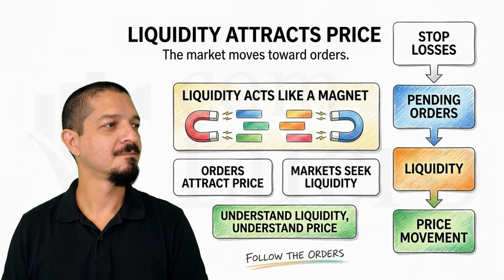Let's begin. Liquidity levels are areas on the chart where a large concentration of orders, such as stop losses or pending orders, is likely to exist. These areas can act like magnets, pulling price toward them before a major move develops.